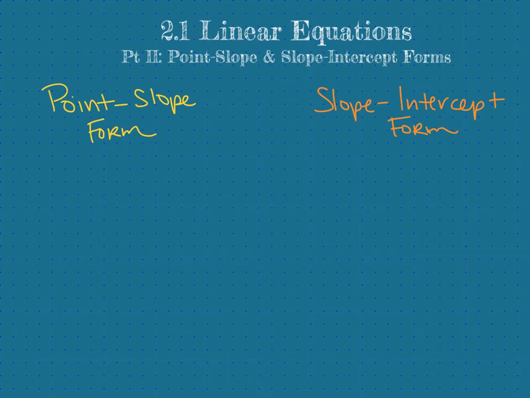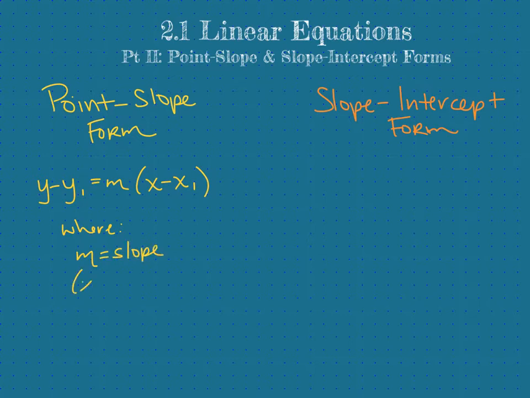In this part 2, we will talk about writing the equation of lines, so linear equations in both point-slope form and slope-intercept form. Point-slope form looks like this: y minus y1 equals m times the quantity x minus x1, where m is your slope and x1, y1 is a coordinate point on the line.